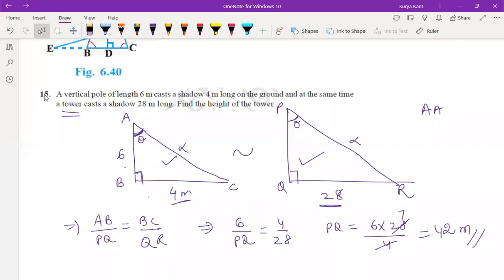Is it clear? Yes, sir. They will ask only objective type questions, right? Yes, sir. They can also ask this in objective type. Fine, anyway, this is fine.